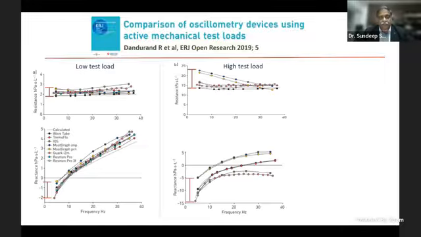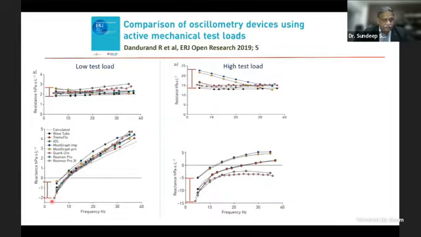Now, the problem with oscillometry is that if you take different oscillometry devices, they will give you different values. And here is a study that was published about 3-4 years ago. Each line over here represents a different oscillometry device. So they don't give you the same values. At low test load, which simulates healthy individuals, there is some difference that you get between the devices. This is for R5, resistance at 5 hertz.